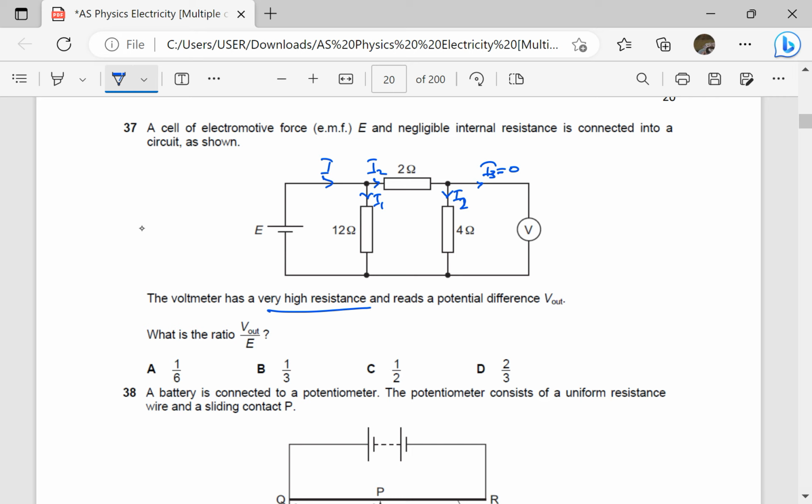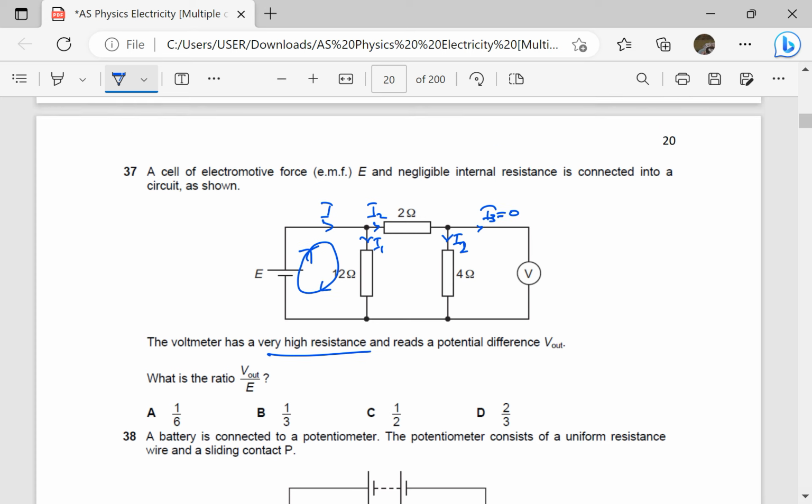Okay, so let's put in the loops. I'll put loops which are clockwise. For the first one here, we have that the sum of EMFs, E, is equal to the sum of potential drops, which will be 12 times I1, because the current is in the same direction as the loop.